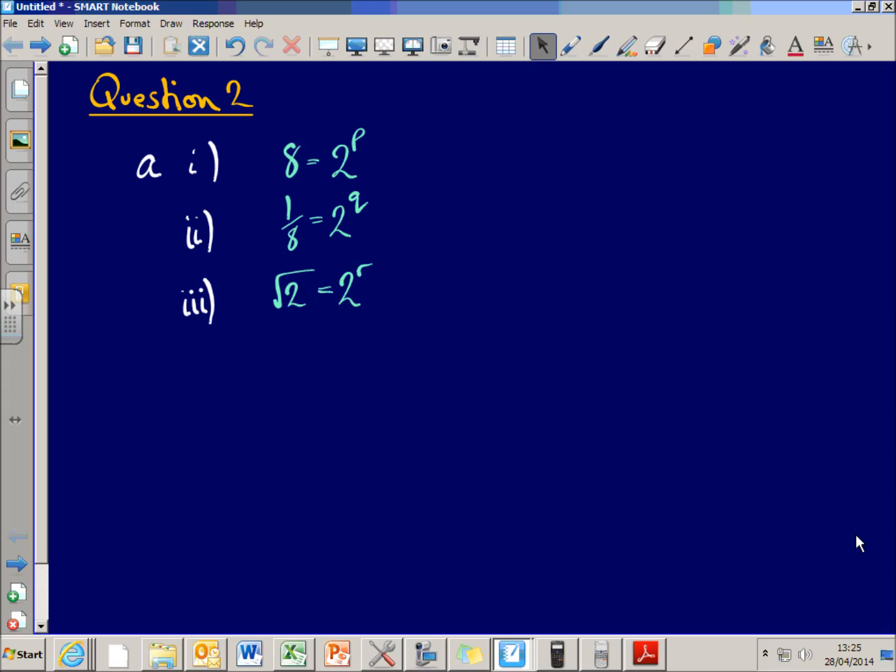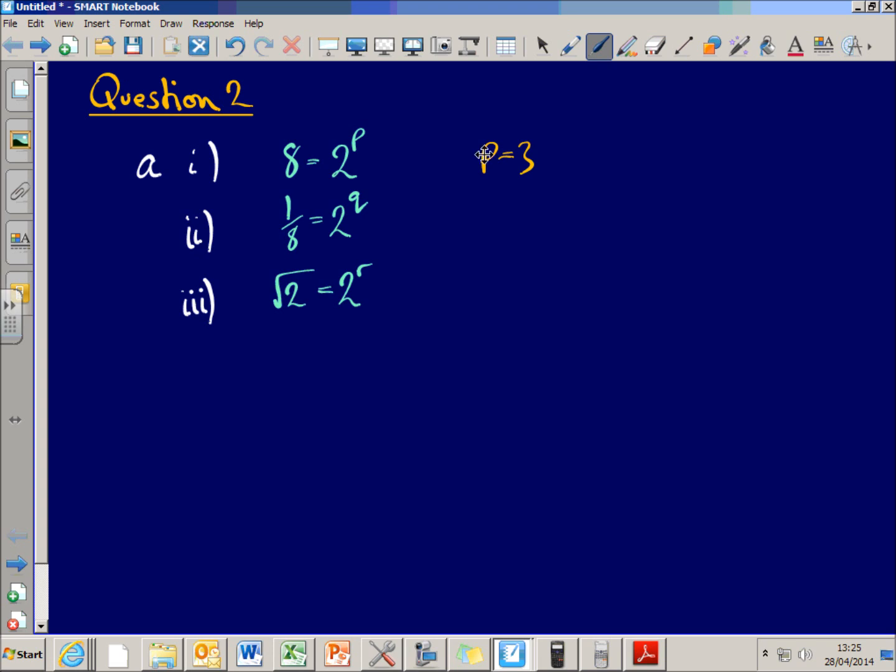Question 2 is just an index question where it's asking you to tell me what the values of P, Q and R are. So this is just testing whether you can do indices or not. So the first one, 8 equals 2 to the power of something. 2 to the power of what equals 8? 3, so P is 3. Simple as that.